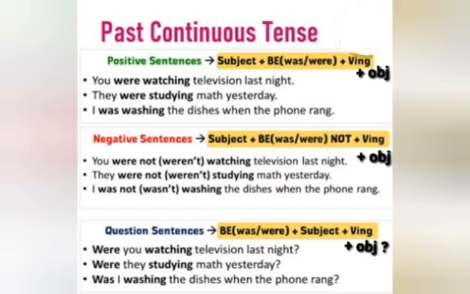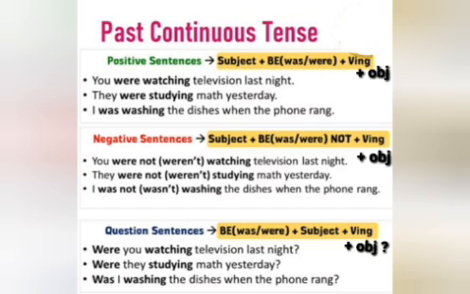Now to write the negative form of past continuous tense, you simply insert not after was or were. Like, you were not watching television last night. Take another. I was not washing the dishes when the phone rang. Now how to write the question form? You simply bring was and were in front of the subject. For example, were you watching television last night? Or was I washing the dishes when the phone rang?